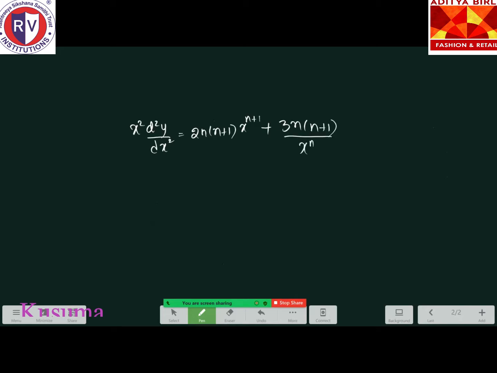See here, n into n plus 1 is a common term in both of these. We can take it outside. What is left here is 2 into x to the power of n plus 1 plus 3 by x to the power of n. So what is this?